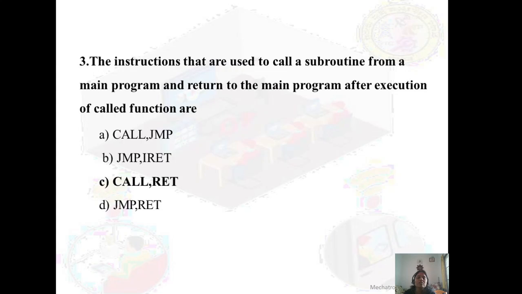The instructions that are used to call a subroutine from a main program and return to the main program after execution of the call function are, which instructions will you use? Call jump, jump IRET, call return, jump return. Always call and return both should go hand in hand. That means if you are calling, then the subroutine should end with RET.